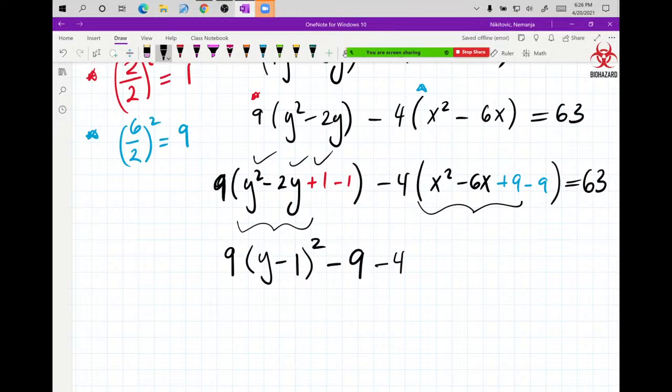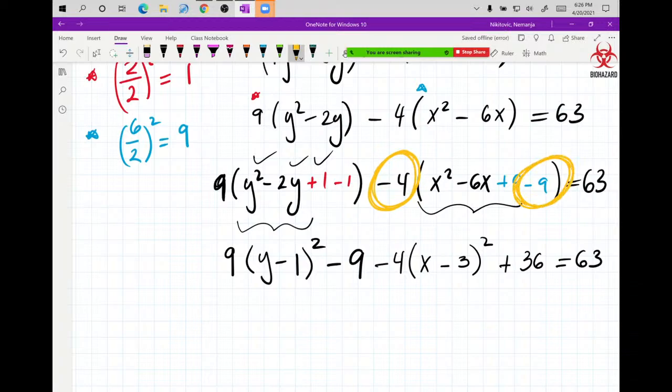Now, for 4, I have x minus 3 squared. There we go. And then I have plus 36 equals 63. Again, you have a negative 4 over here, you have a negative 9 over here. Negative 4 times negative 9 is positive 36.